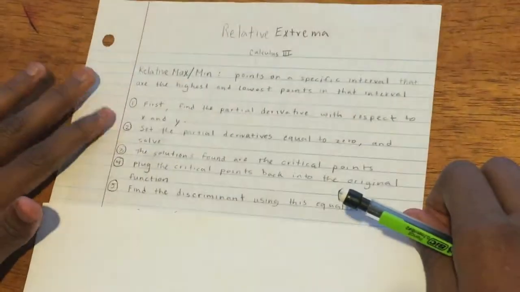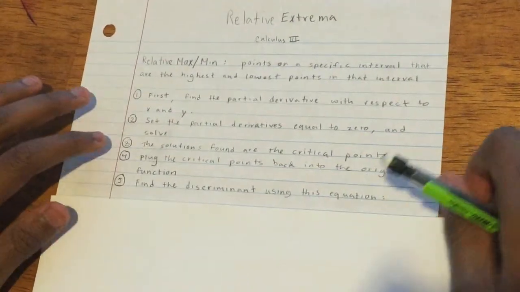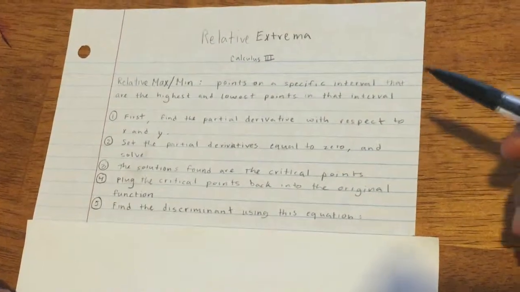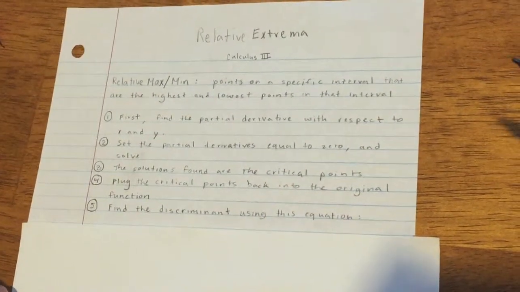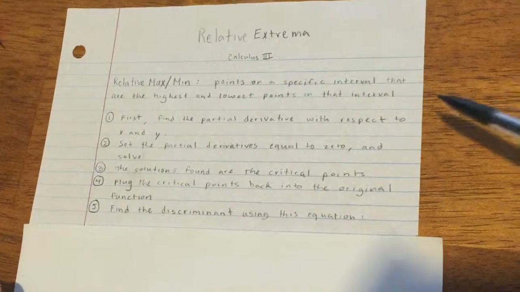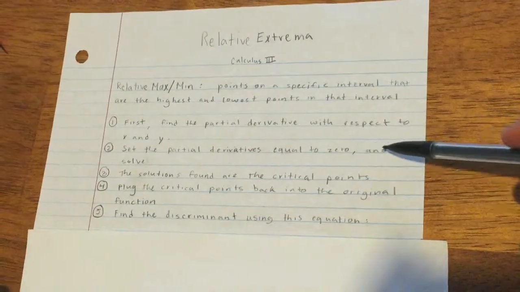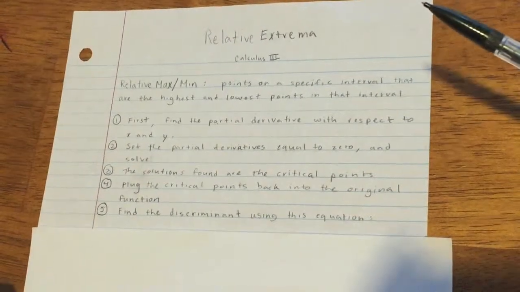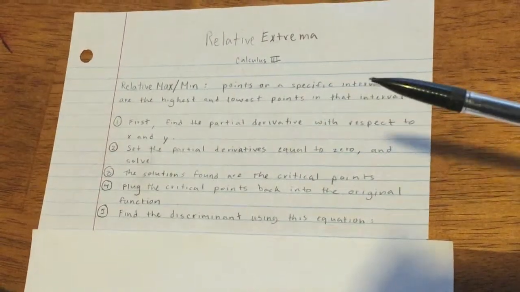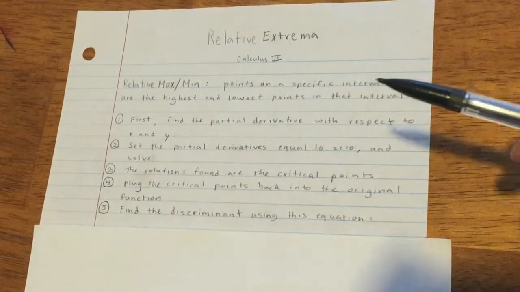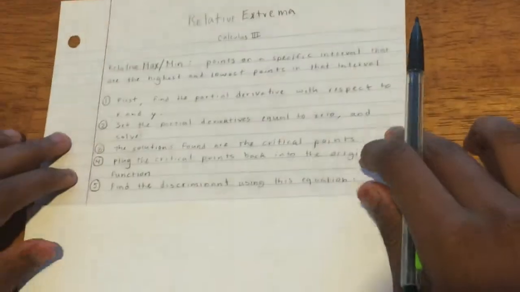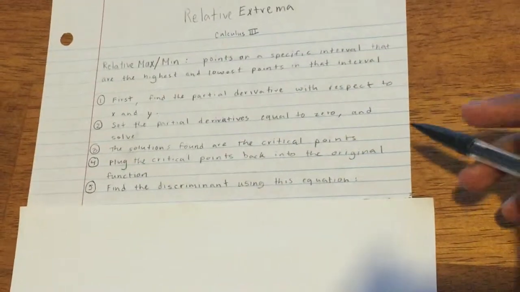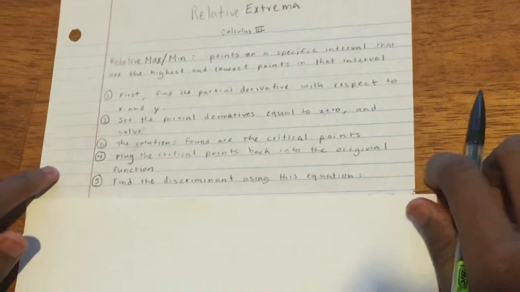So there are 5 rules that we will be using to solve this kind of problem. First, you will find the partial derivatives with respect to x and y using the original function that they give. Then you set the partial derivatives equal to 0 and you solve. The solutions found are the critical points. And you plug these critical points back into the function and you find the discriminant, which is basically similar to the second derivative which we talked about earlier.